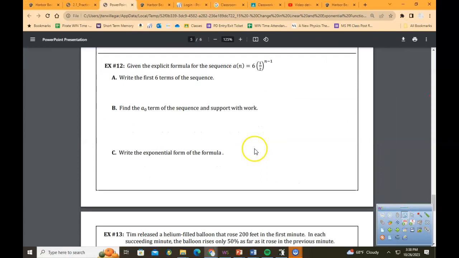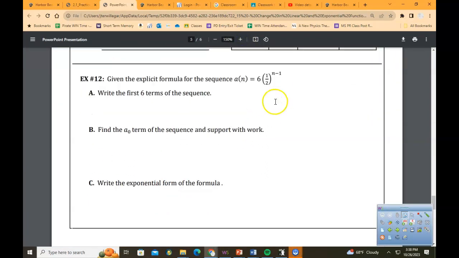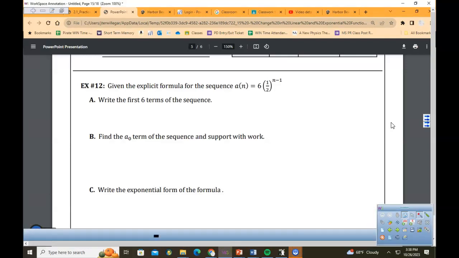All right, let's look at 12. Ooh, a half-life problem. I love it. You'll love it. I could have probably done this one in class. All right, write the first 6 terms of the sequence. So my first term, again, am I plugging in 1? Yeah, plug in 1. So when you plug in 1, you get 6. Now again, I could plug in all my terms. I know 6 is the first term because that's my A sub 1, right?